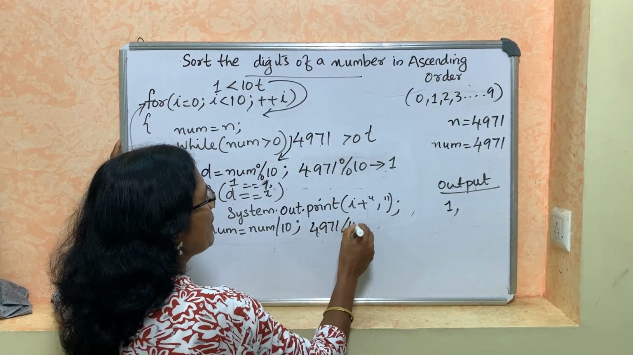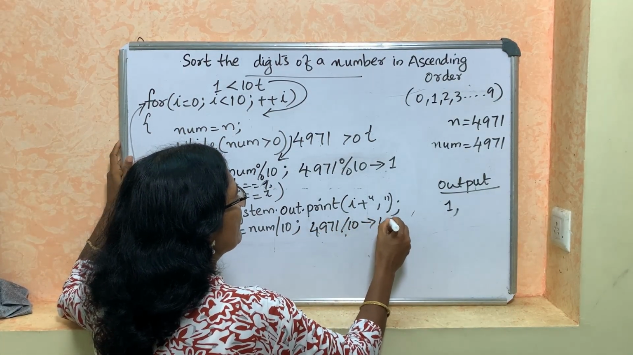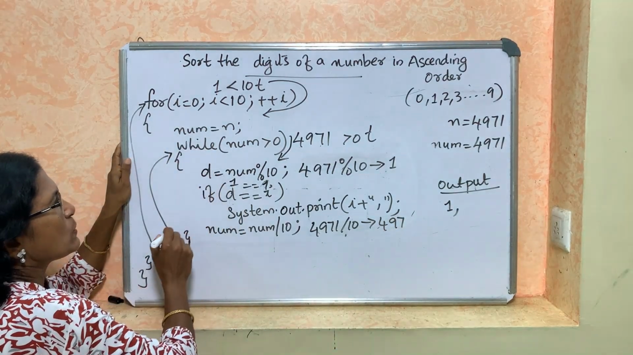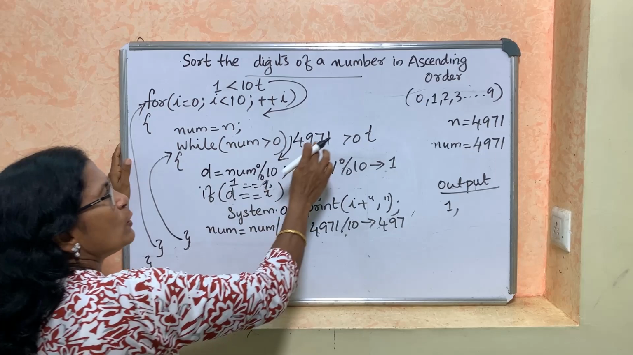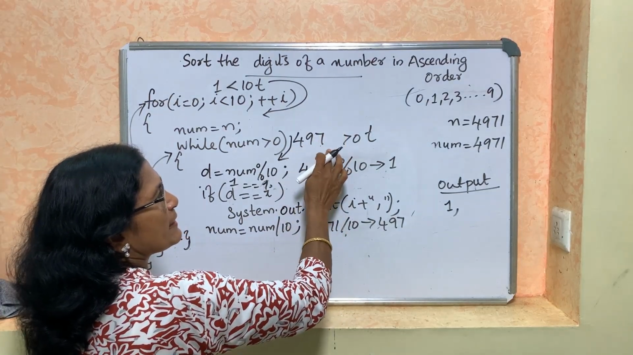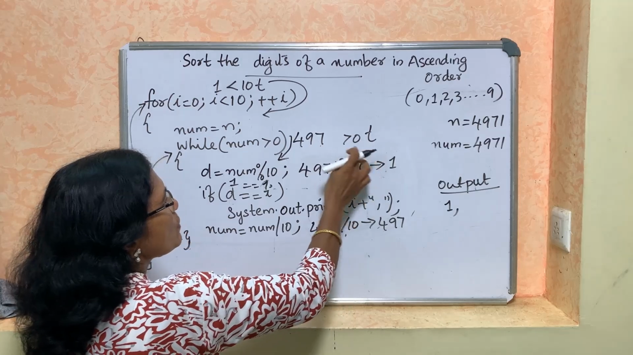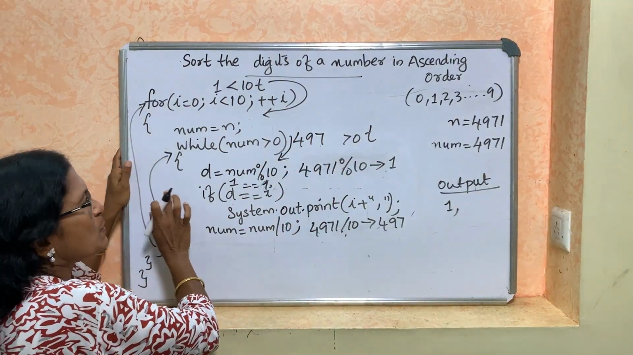4971 divided by 10 results in 497. As the closing of the loop is encountered, control is transferred to the beginning of the while loop. New value of num is 497. 497 is greater than 0. So, control enters into the while loop's body.